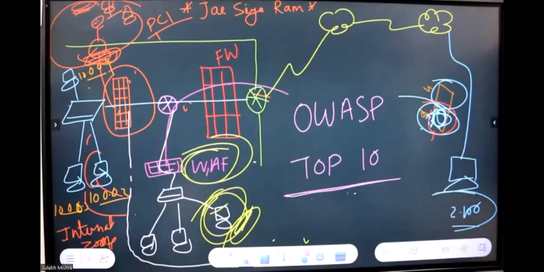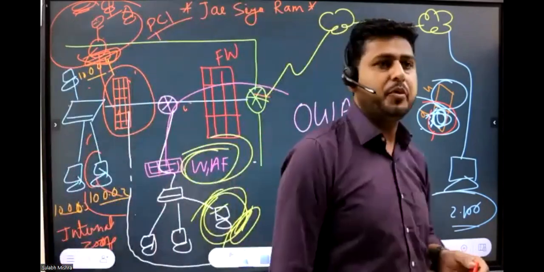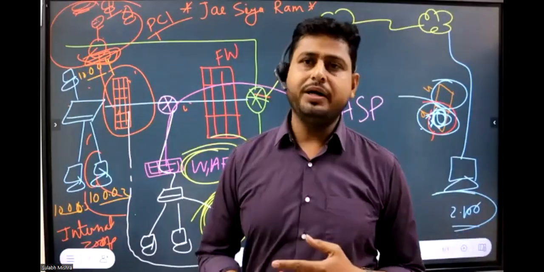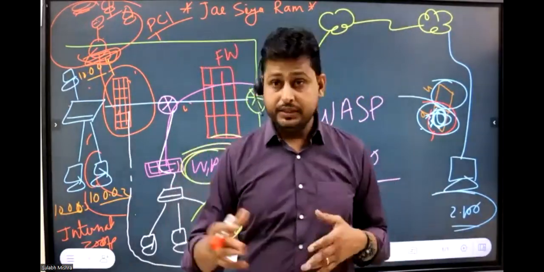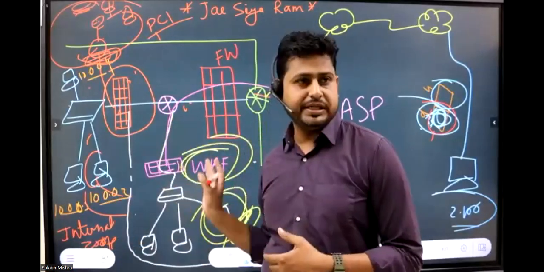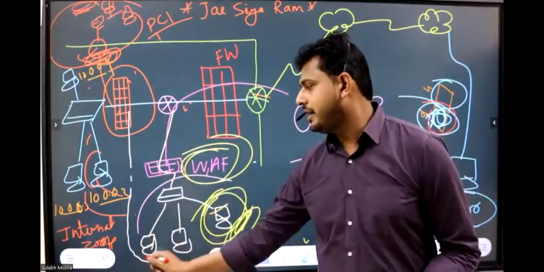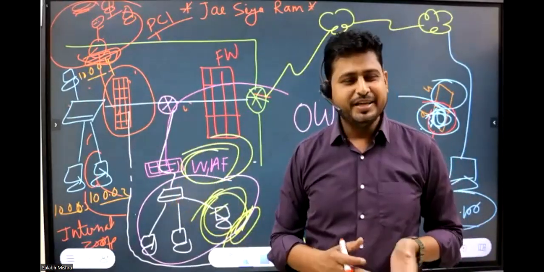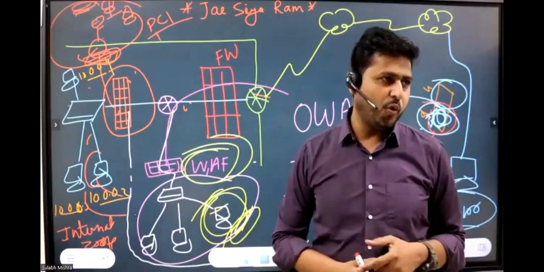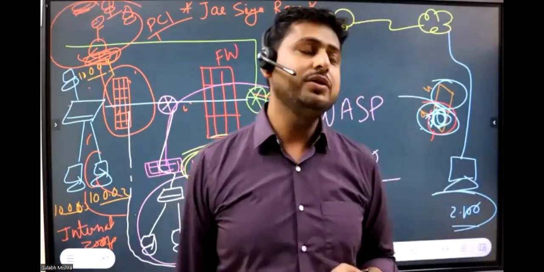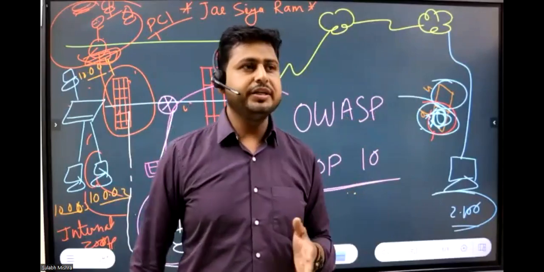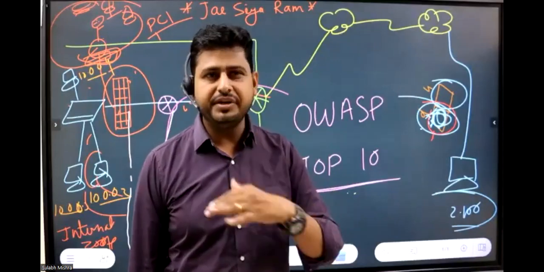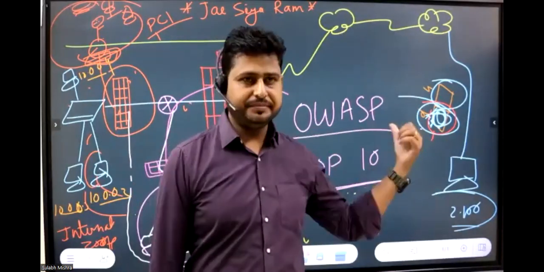OWASP top 10 attacks. OWASP is a non-profit organization which does research on what the top 10 attacks performed on web applications were last year. They release this report. Interviewers also ask what the top 10 attacks are. Cross-site scripting, SQL injection, DDoS: most of the time, every year, these come under the OWASP top 10.